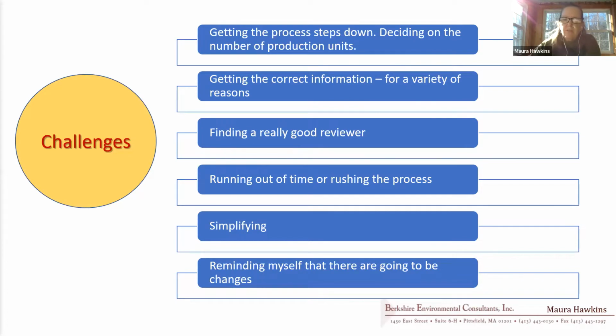So the challenges that I understand from getting the process are getting the process steps down and deciding on the number of production units. We've had numerous TURI sessions on just figuring that out. It's iterative. Each year when you go back and look at that, you're looking at more process steps. Getting the correct information is always a problem for a variety of reasons. It just can't be updated, or they don't have enough bodies in the plant, or somebody can't get it. But you've got to figure out ways to get around that and get the best data that you can.